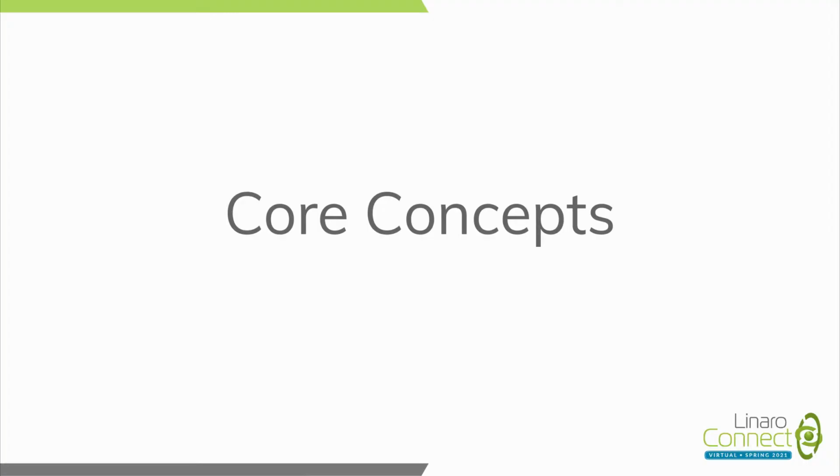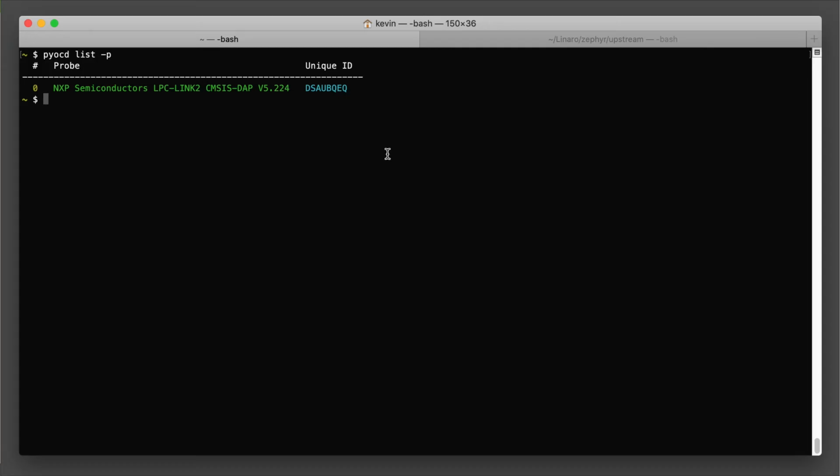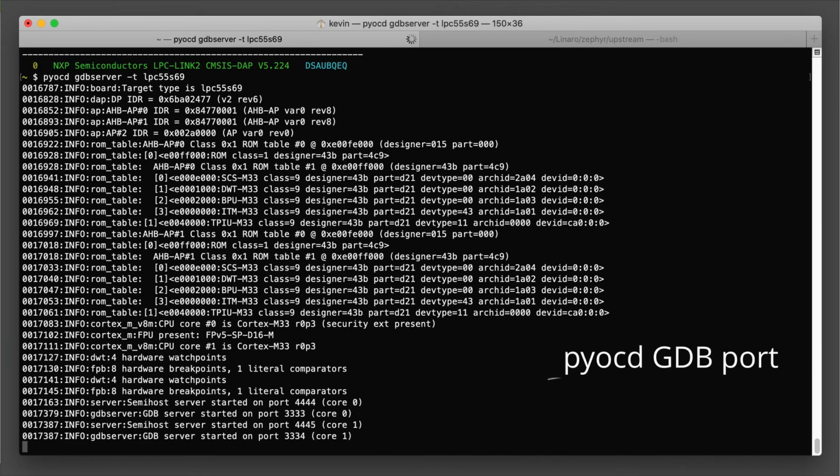So now that we have our firmware that we've built and flashed to the device, we can actually start some debugging. To do that, we first need to connect to the device. So let's start up the PyOCD server, which we can do with the pyocd gdbserver command. That'll start the server up for us with the target we specify. Once that starts up, you can see the port here is 3333 for the GDB server on core 0.